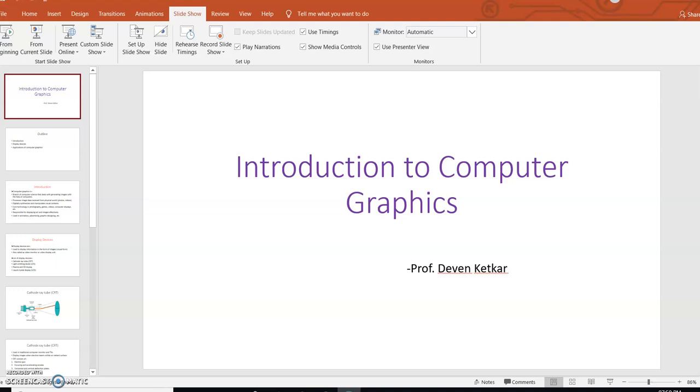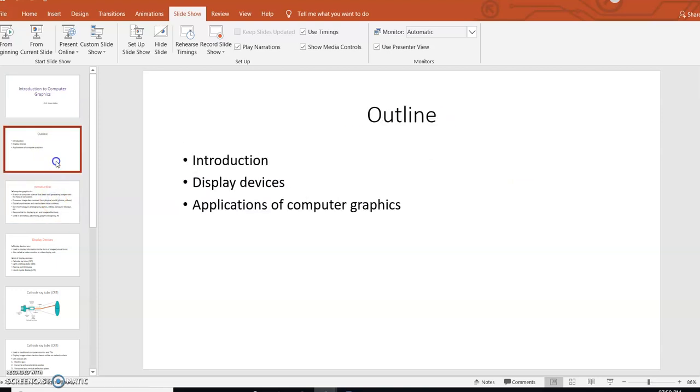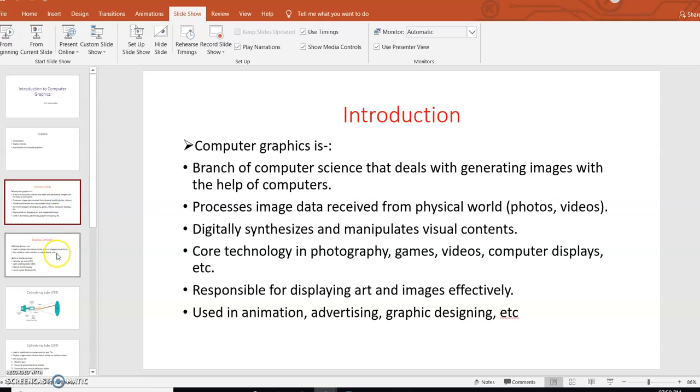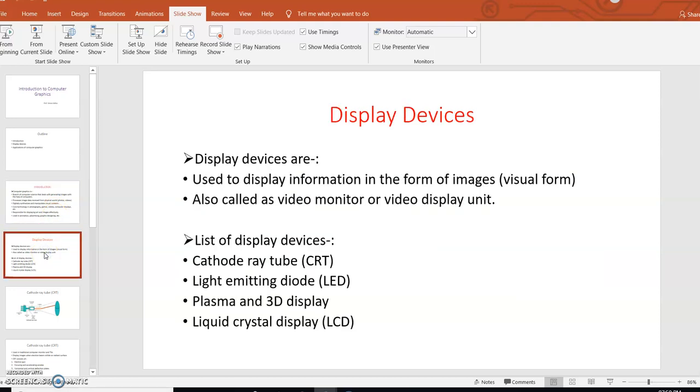So, introduction to computer graphics. This is the first PPT that I have made. This is the outline. Then we have discussed all this introduction, or definition, of computer graphics. Then we saw display devices, the list of display devices: CRT, LED, plasma and 3D displays, liquid crystal displays, or LCDs. I told you to add one more in this, which was CRO, cathode ray oscilloscope. That is also one of the kinds of display devices.